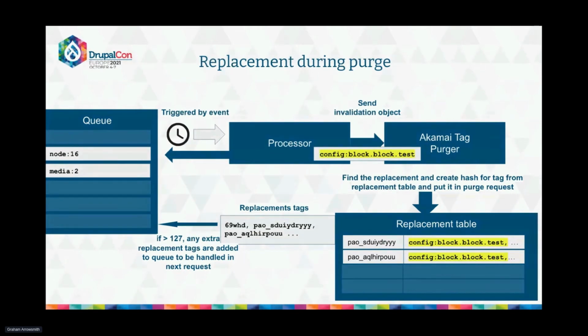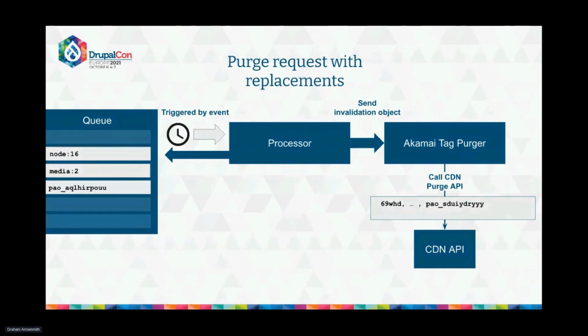But there is one more twist here: Akamai restricts how many tags can be sent in a particular HTTP request for purging. That means we can only send 127 tags at a time. So we decided to put the rest of the tags into the queue. Once all this data is ready, our purge request looks like this, where the CDN API is just sending the tag and the replacement identifier, and any extra replacement identifiers are added to the queue.